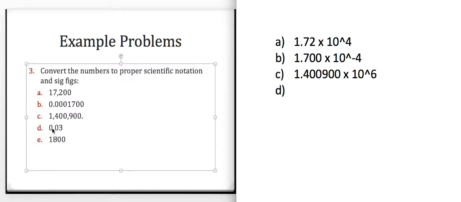Those 2 zeros in the front don't count. Those are insignificant, so we don't include them. This is 3 times 10, and since we went backward, this is to the negative second.